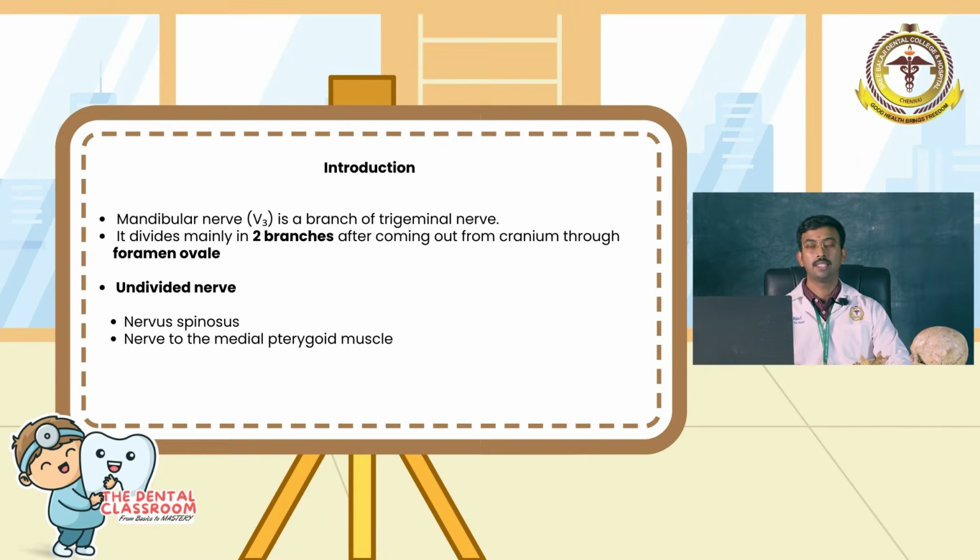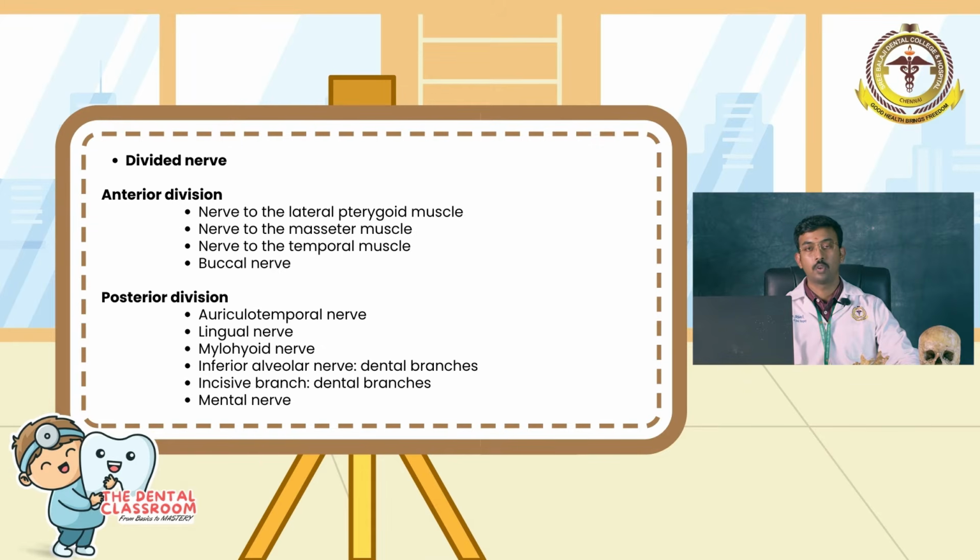As we know, the trigeminal nerve is the fifth cranial nerve which has three different branches: the ophthalmic branch, the maxillary nerve and the mandibular division. The mandibular nerve is the third branch of the trigeminal nerve. It divides mainly into two branches after coming out through the cranium through the foramen ovale. As we can see, this is the middle cranial fossa inside, through which the mandibular nerve comes out through the foramen ovale. Once it comes out, it divides into an anterior division and a posterior division.